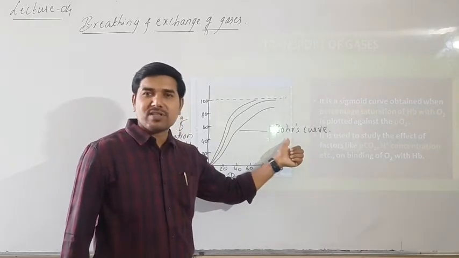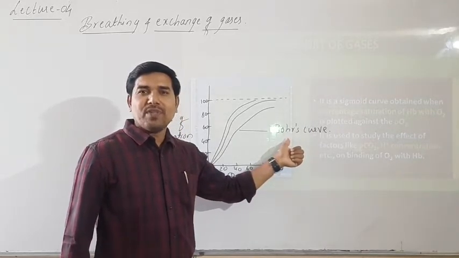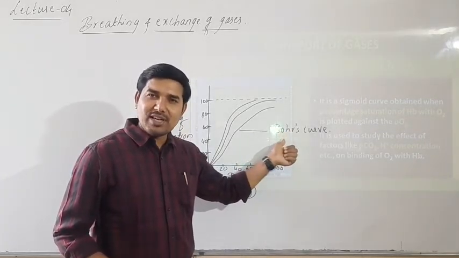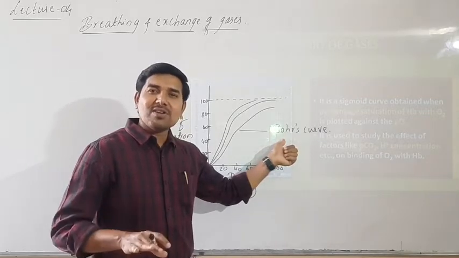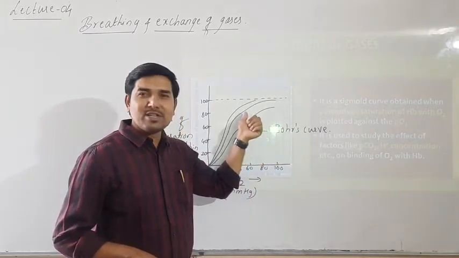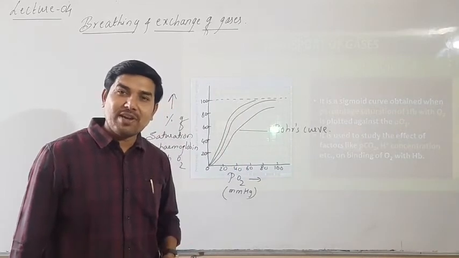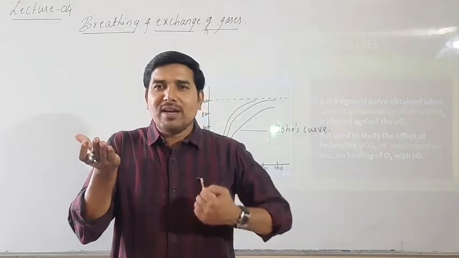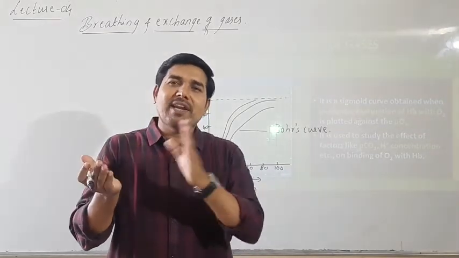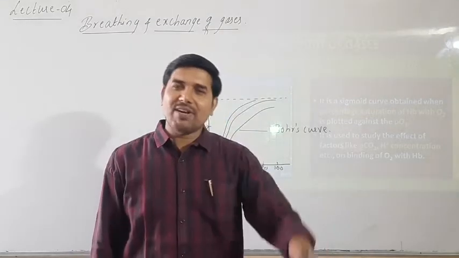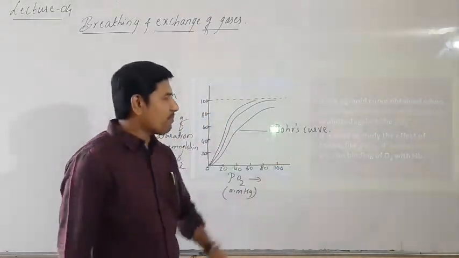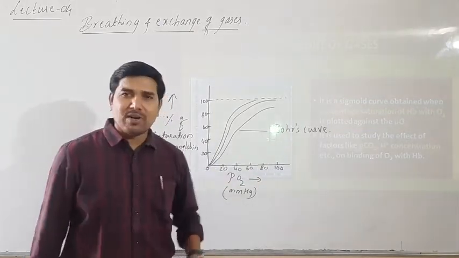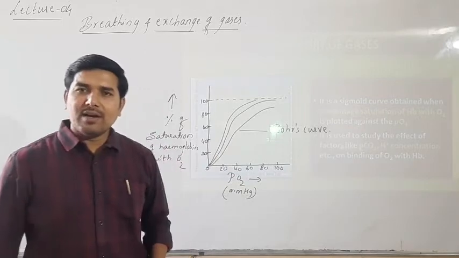Now why does this happen? Due to increased concentration of CO2. A higher concentration of CO2 leads to dissociation of oxygen from hemoglobin. A lower concentration of CO2 leads to association of oxygen with hemoglobin. That means if we increase the concentration of CO2 in our tissues, then ultimately the binding of oxygen with the hemoglobin definitely decreases. That's why this type of curve is called a Bohr's curve, and based on this we call it a Bohr's graph also.